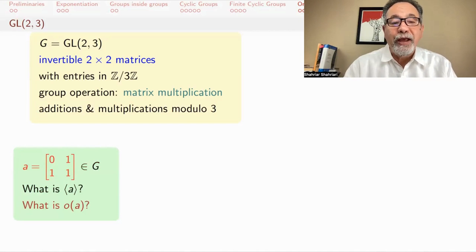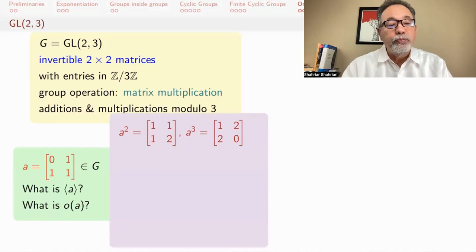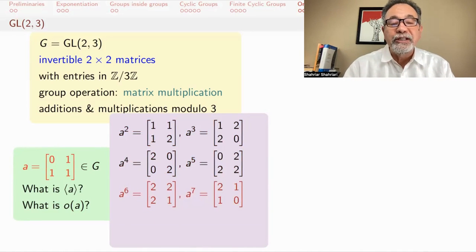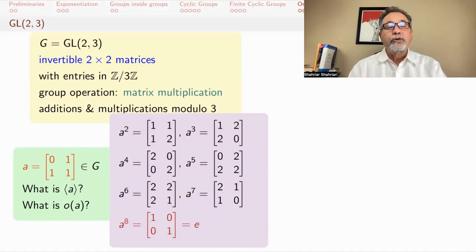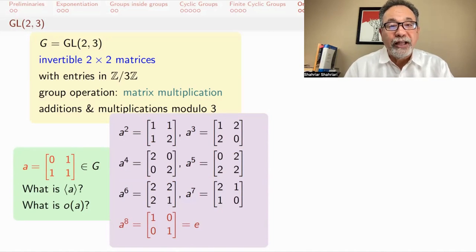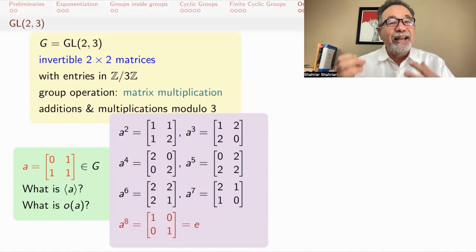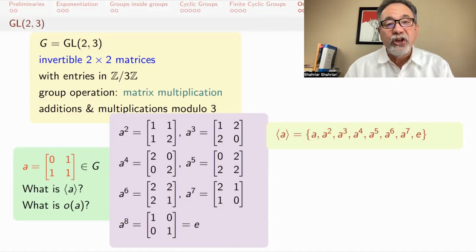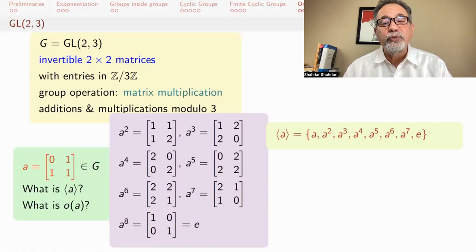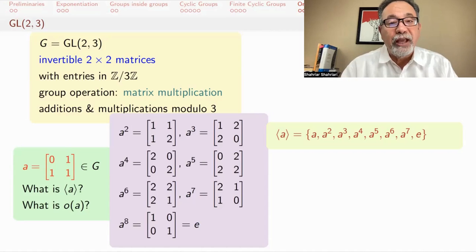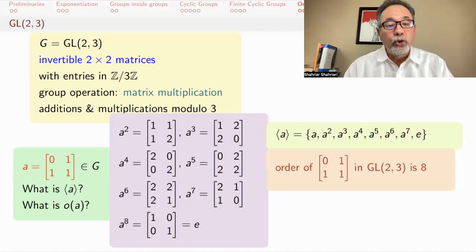We look at powers of A. So A squared, A cubed, you can multiply these, and you will see that you will get identity finally when you find A to the 8th. And our theorem says that in a finite situation like GL(2,3), all you have to do is start with A and just keep multiplying by itself, and eventually you're guaranteed to get E. The subgroup generated by A consists of A squared, A cubed, A to the 4th, A to the 5th, A to the 6th, A to the 7th, and A to the 8th, which is another name for E. And the order of this element in GL(2,3) is 8.